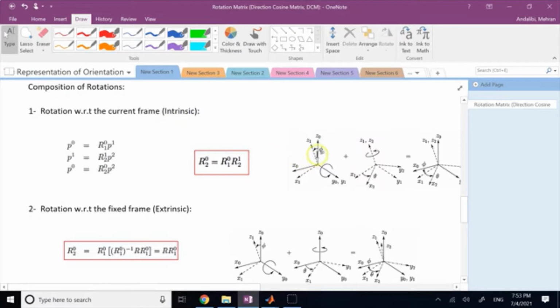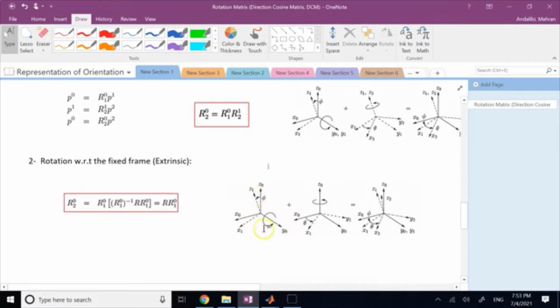Okay, so if the angle is described with respect to one of the axes of the moving current rotating frame, we call those intrinsic rotations. Sometimes that's not the case. As I said here, I have rotated first an angle of phi about the y-axis, but now instead of me rotating frames x1, y1, z1 about z1, no, I'm not going to keep z1 fixed. Everything is going to rotate angle theta about z0.